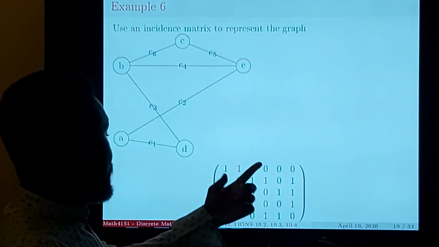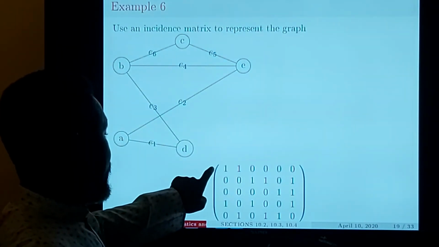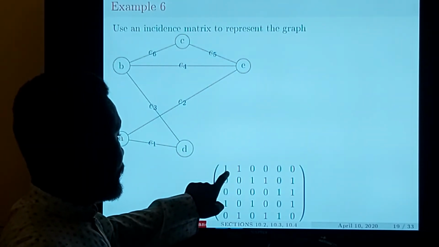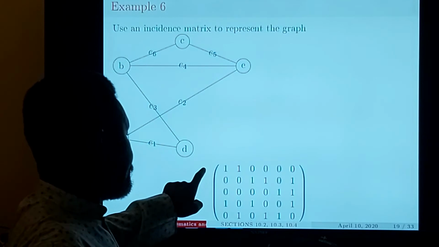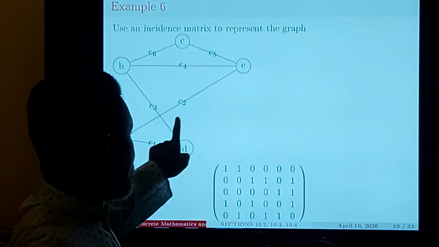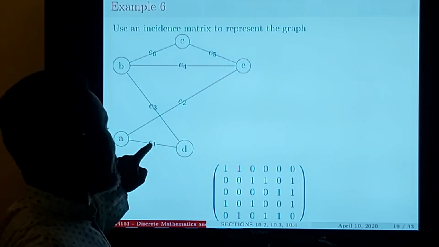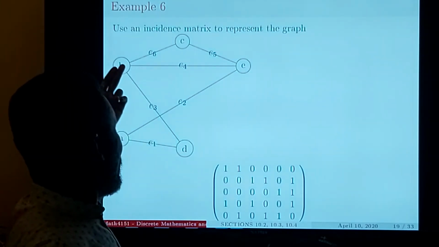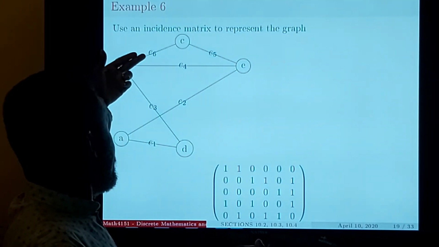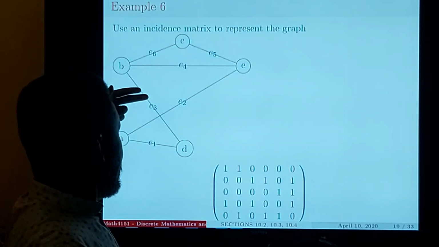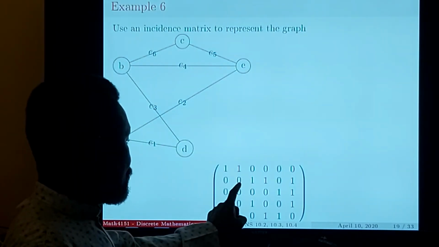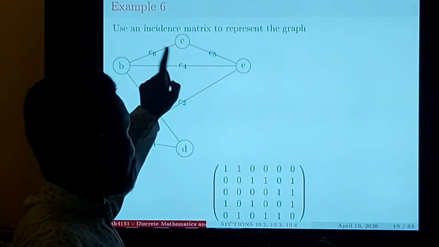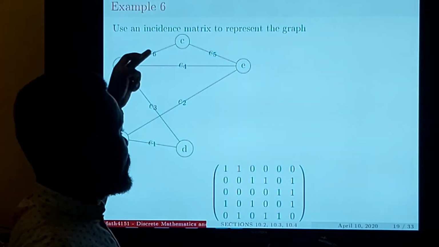Then you check the incidence. For instance, A and E1. E1 is incident to A, so you have 1. E2 is also incident to A, so you have 1. And there is no other edge incident to A, so the rest are zeros. Next, B. B is only incident to E6, E4, and E3. So 0 for E1, 0 for E2, 1 for E3, 1 for E4, 0 for E5, and 1 for E6.